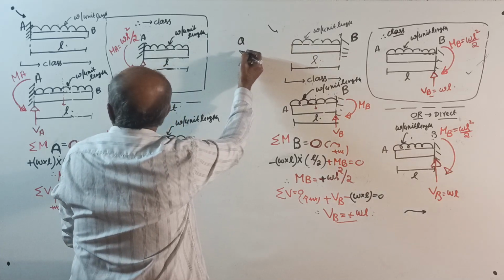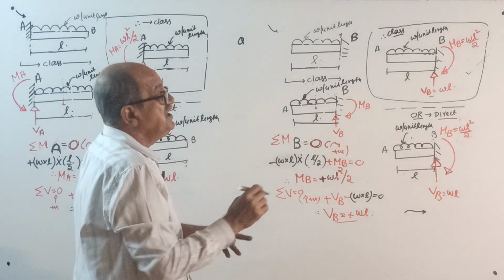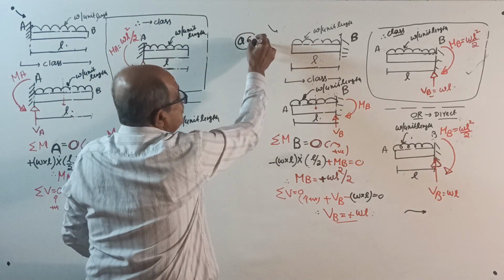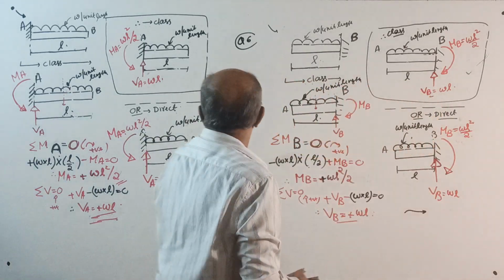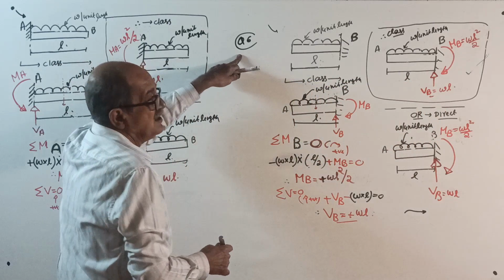Okay, now, question. What is the question number? Question 6. Okay, 6. Correct. I should make a note. Question number 6 over. Okay. I will dictate the question.